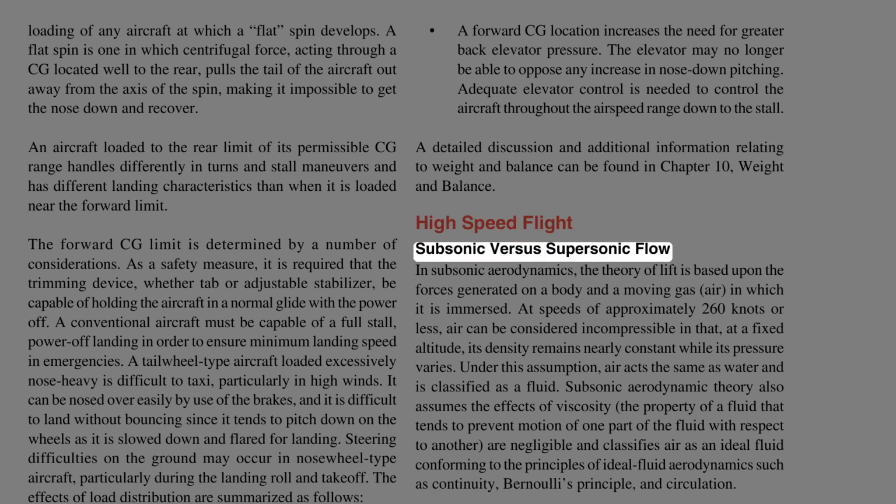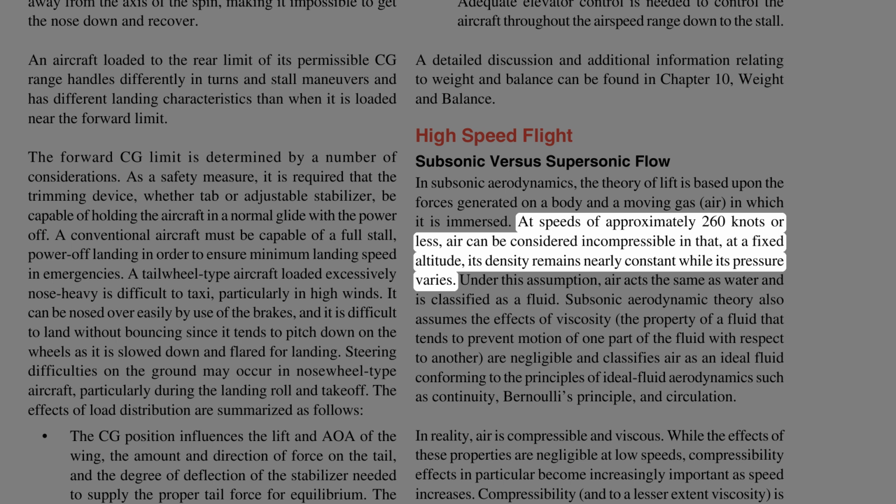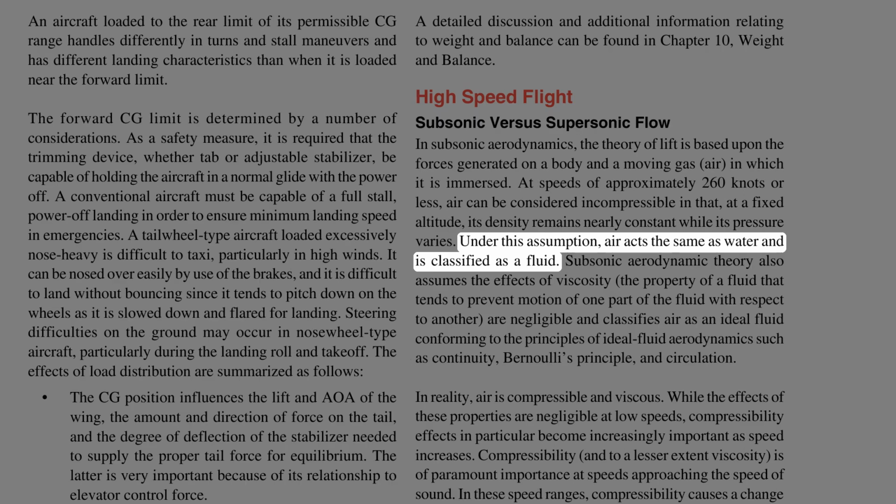High-speed flight, subsonic versus supersonic flow. In subsonic aerodynamics, the theory of lift is based upon the forces generated on a body in a moving gas, air, in which it is immersed. At speeds of approximately 260 knots or less, air can be considered incompressible in that, at a fixed altitude, its density remains nearly constant while its pressure varies. Under this assumption, air acts the same as water and is classified as a fluid.